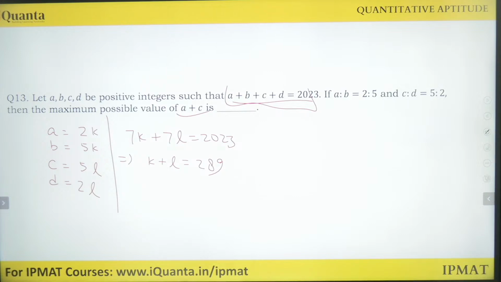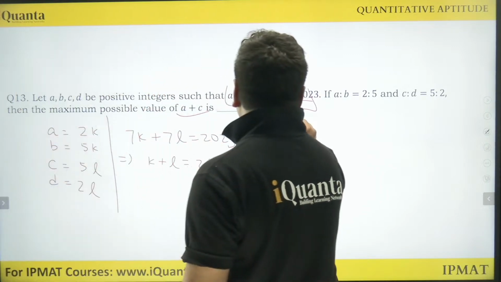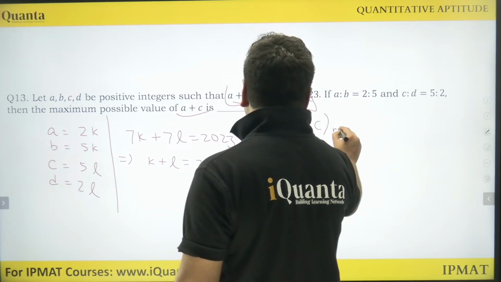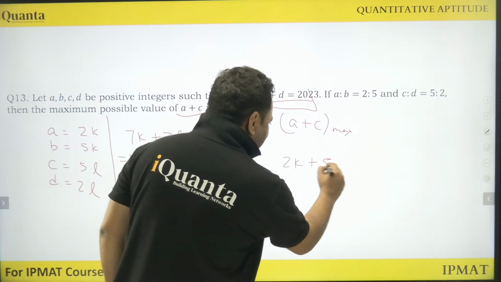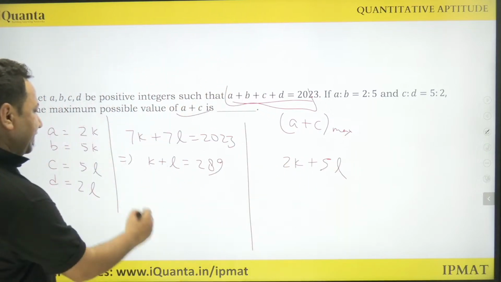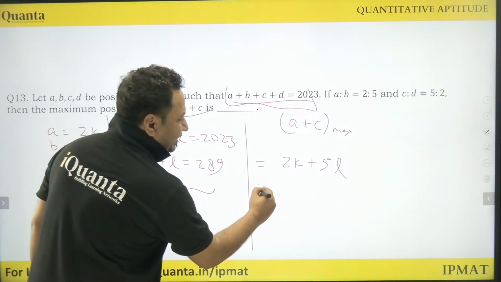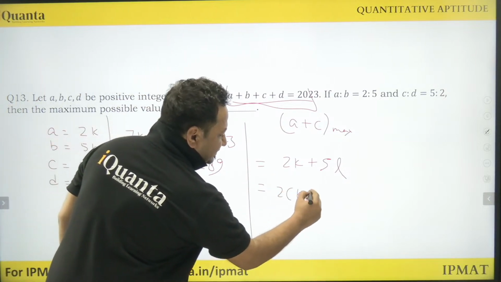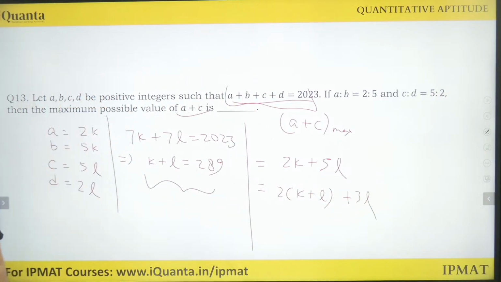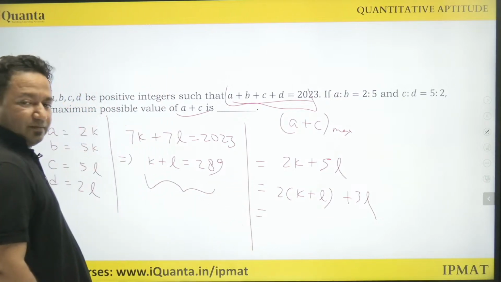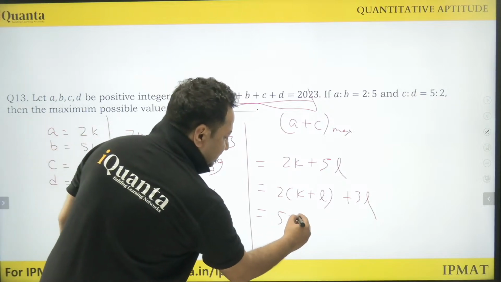Let's do this question, then we go to the mind bender question. Now, we have to find the maximum possible value of A plus C. A is 2K, C is 5L. So 2K plus 5L we need to maximize. How do we do that? We have the value of K plus L. I can just write 2 times K plus L plus 3L. Sounds good? K plus L, putting it here, 2 into 289, 578 plus 3L.